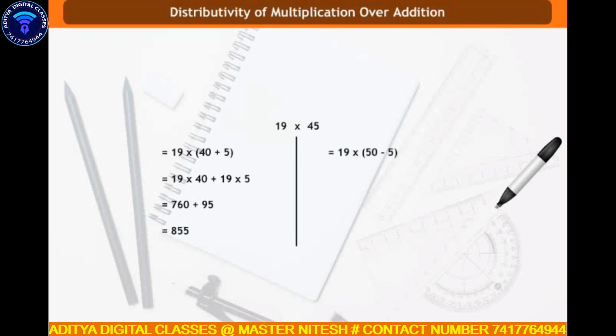There is another way of solving the above expression. We can write 45 as 50 minus 5 also. Then 19 into 45 becomes 19 into (50 minus 5), or 19 into 50 minus 19 into 5, which again gives the same result on solving.